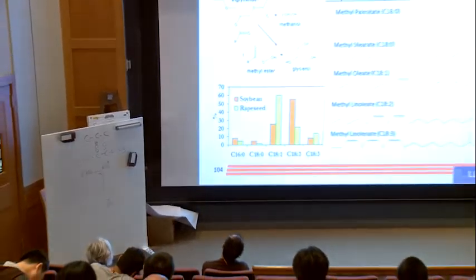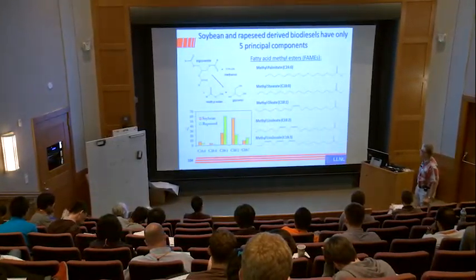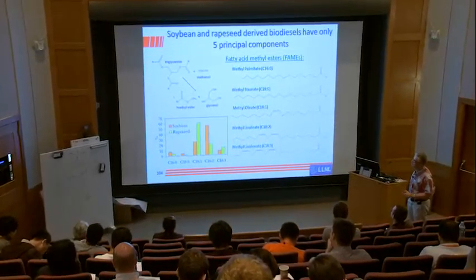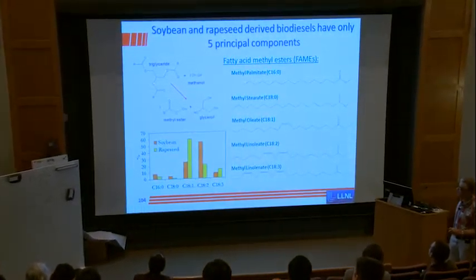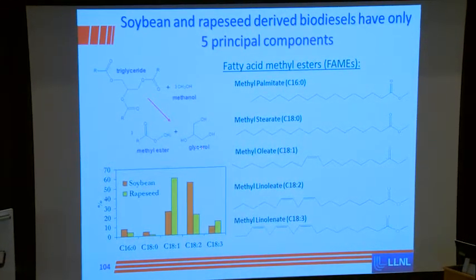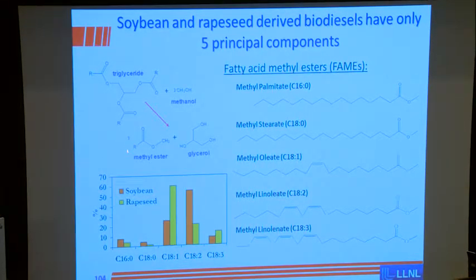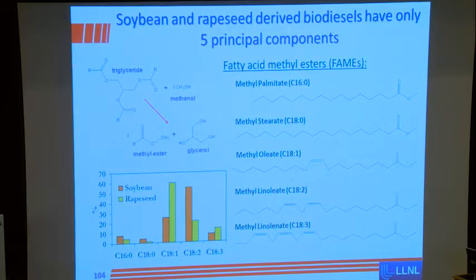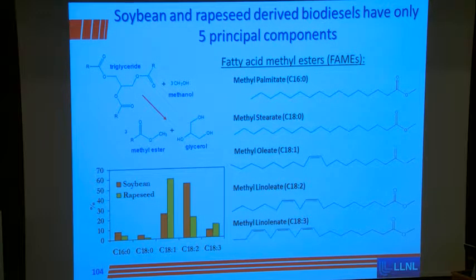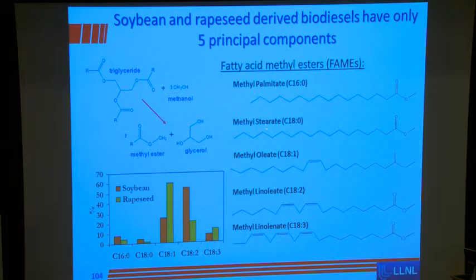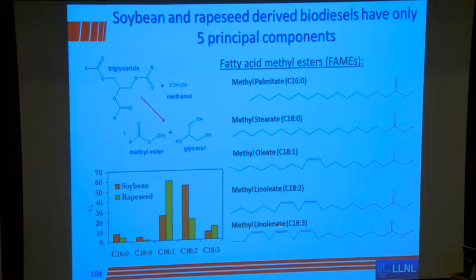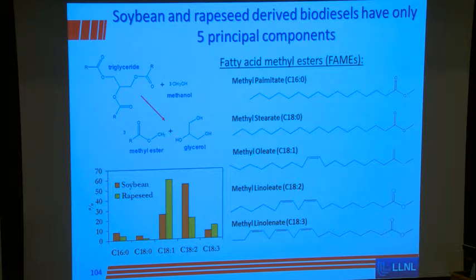Another thing I'd like to point out, and this is a slide taken from Charlie Westbrook. He developed mechanisms for all of these different methyl esters. Methyl esters are formed when a triglyceride reacts with three portions of methanol, forming the methyl ester and glycerol. And it just depends on this alkyl functional group. So actually from nature, there are five different methyl esters that can be formed: methyl palmitate, methyl stearate, methyl oleate, linoleate, and linolenate. Best of luck pronouncing them all.